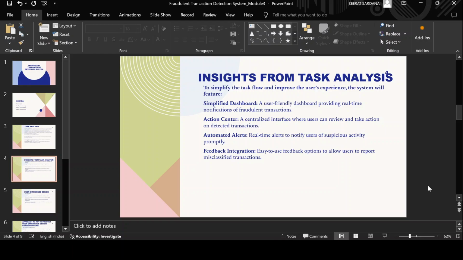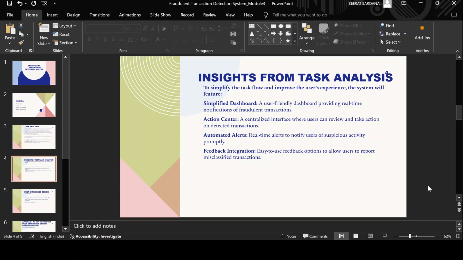Jumping on to the next part, insights from the task analysis, so how the task analysis is helping us to design the system better. For that we are thinking to create a simplified, user-friendly dashboard where the user can come and interact with the system. They can see what the transactions are, how many transactions have been monitored, what percentage of transactions the system feels is fraudulent, and whether there is any kind of exception.